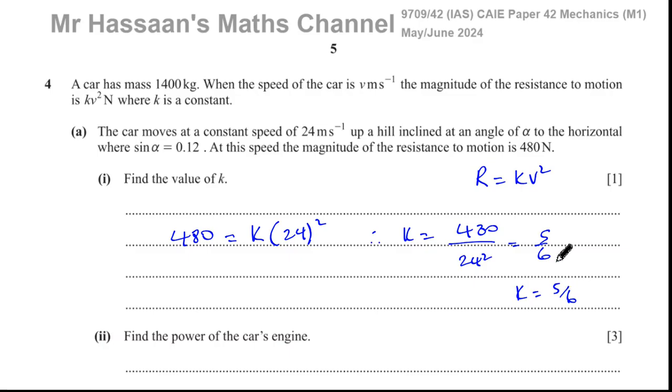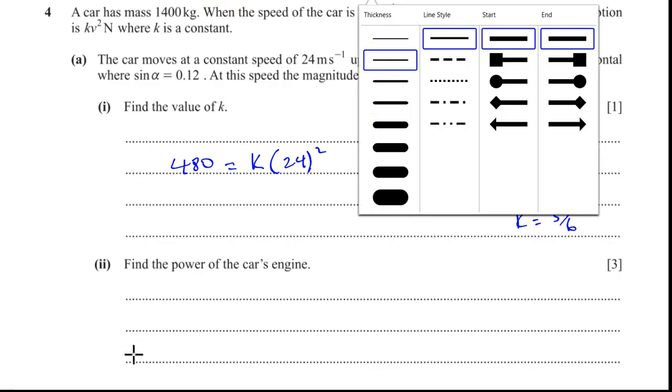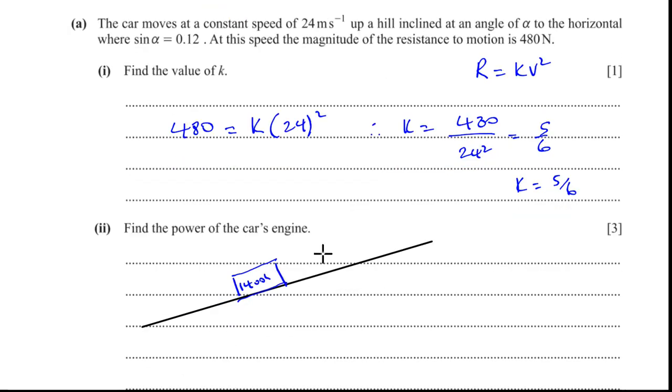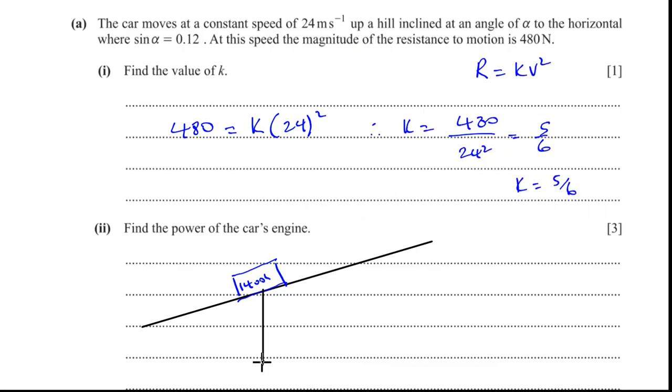That's part 1 done. Then it says, find the power of the car's engine. So we have to consider that it's on an inclined plane. It has a mass of 1400 kilograms. So basically, its weight acting vertically downwards is going to be 1400 g newtons.